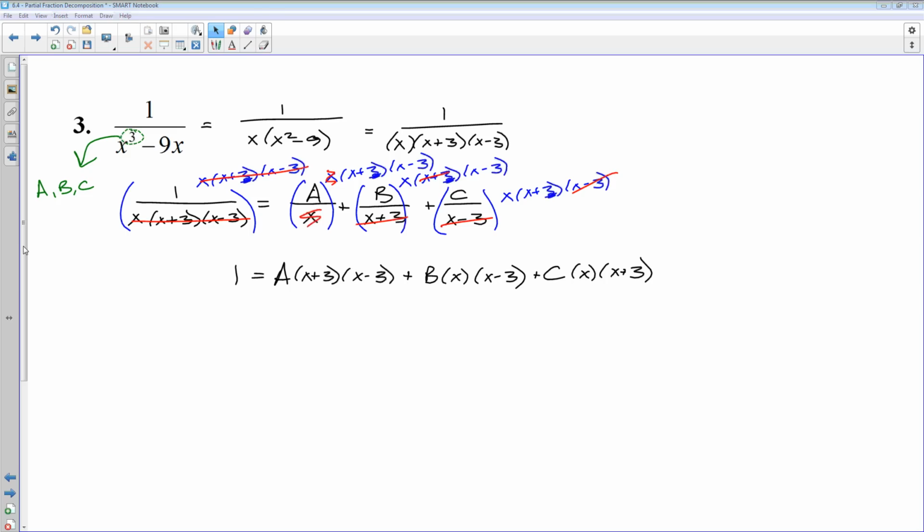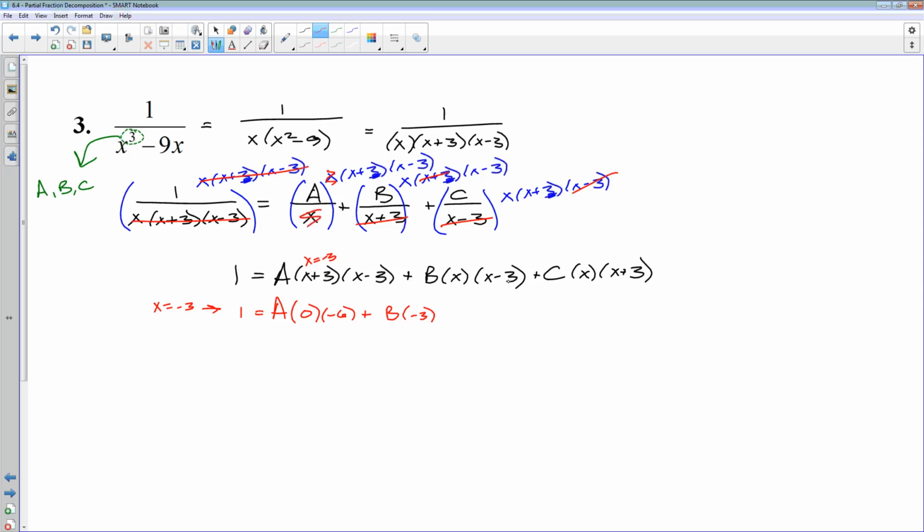Okay, so the values of x, the first one I'm going to plug in, I'll look at my different factors here, and I see this x plus 3. I know that negative 3 is going to make that 0. So I'm going to start by plugging in x equals negative 3. If I do that, the left side is 1, and that's not going to change, equals a times, and negative 3 plus 3 is 0. Negative 3 minus 3 is negative 6, plus b times negative 3 for x.